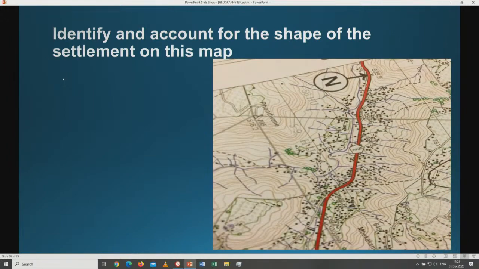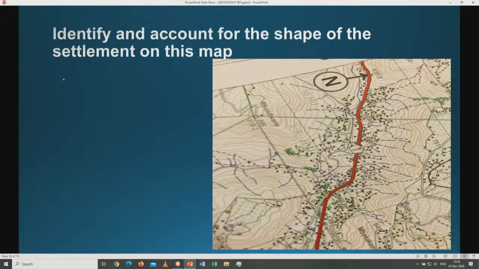Okay, now this one says, identify and account for the shape of the settlement on this map. Grade 12, we have settlement shapes. We have shapes of the settlement. Remember, I started with patterns, and I said patterns is either nucleated or dispersed. And now I have a what? A shape of the settlement.